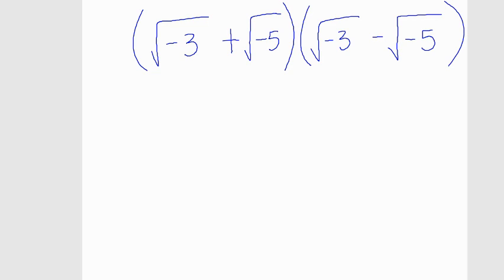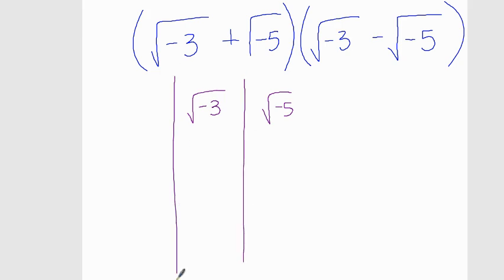Last example, now we've got negatives. So let's go ahead and set up. I'm going to use purple now. Square root of -3, and then square root of -5. And then we got square root of -3, and then we got minus square root of -5.